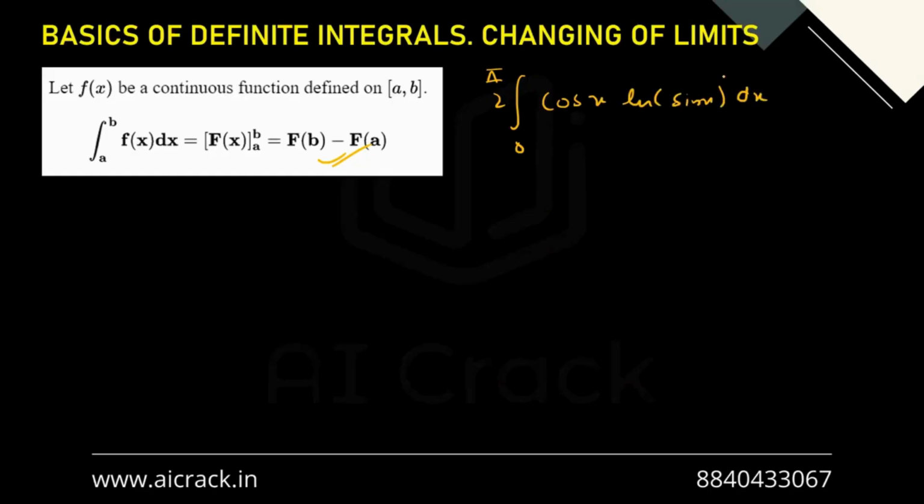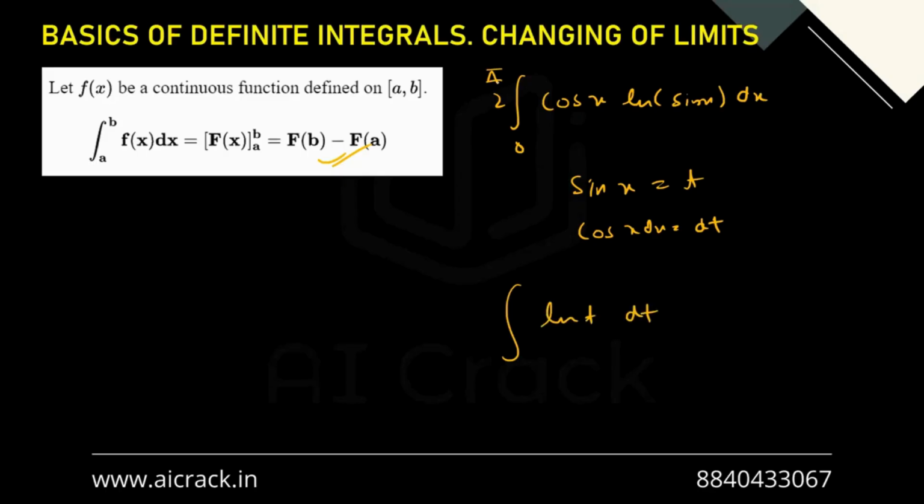Now we can see that we have a composite function over here and sin x is the argument. We have cos x dx, right? So that gives us the hint that we have to use sin x equals t as a substitution, right? So if we differentiate this one, we'll be getting cos x dx equals dt, right? Now this integral becomes, this cos x dx is dt, ln sin x is ln t dt.